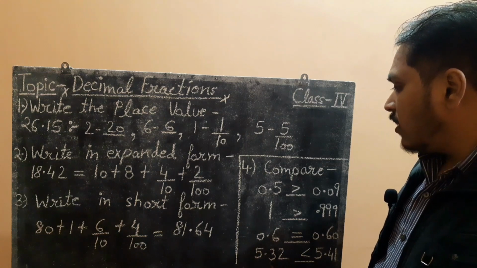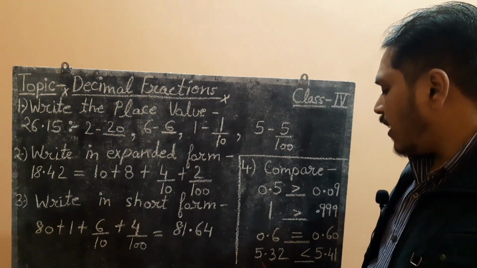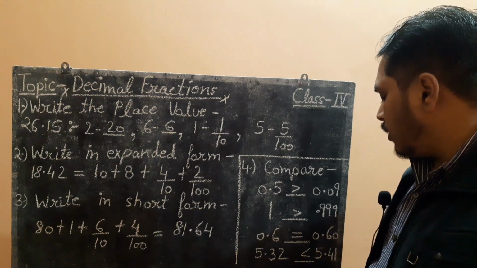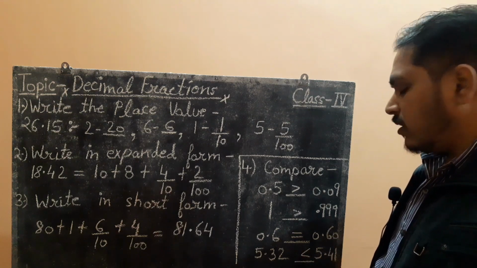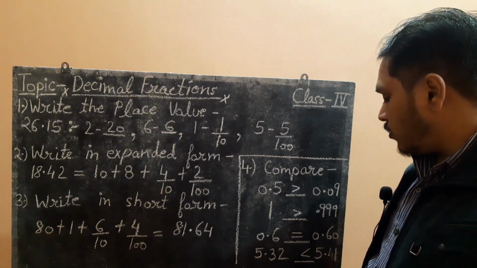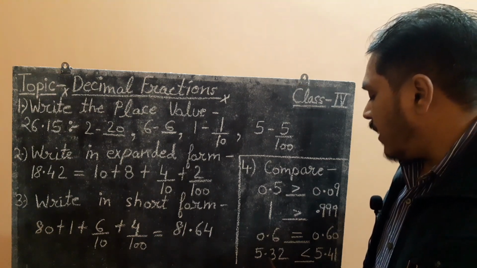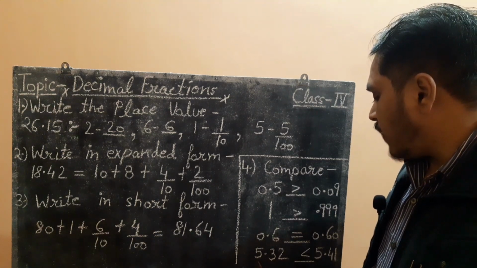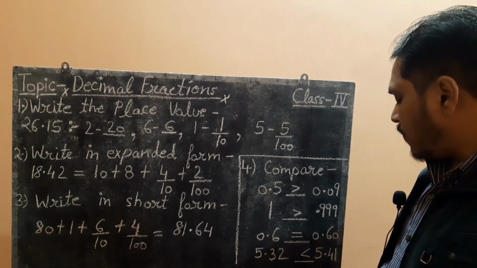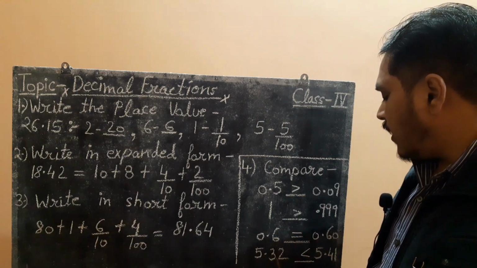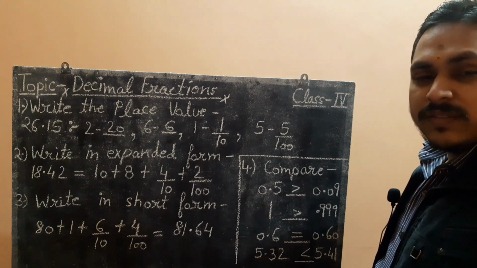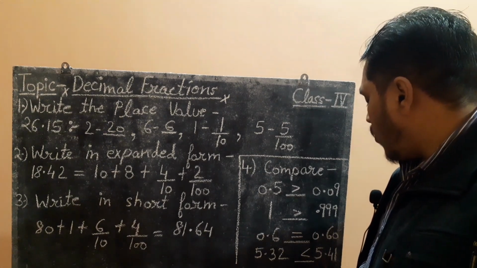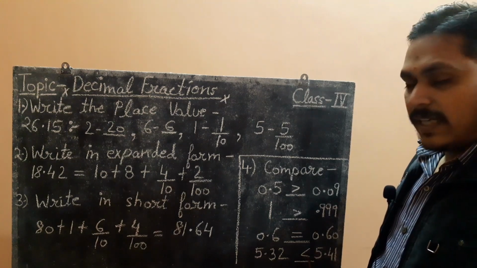The last part of question number 4, 5.32 is the first decimal fraction and 5.41 is the second decimal fraction. So again you will compare the digits. First it is 5. Here also it is 5. After decimal here it is 3 and after decimal here it is 4. So 4 is greater, that means 5.41 will be a greater fraction.